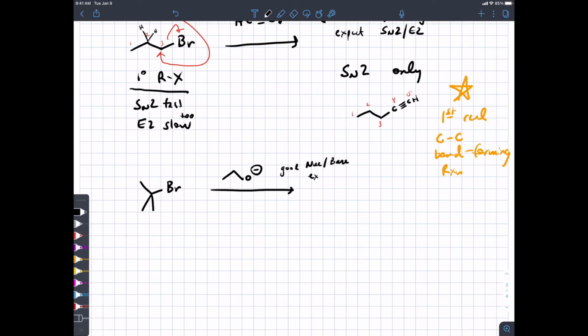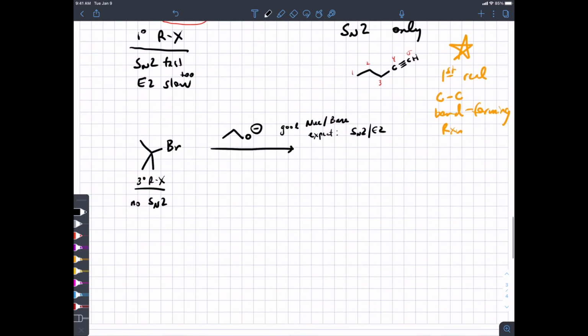So you would expect SN2 and E2, but you have a tertiary alkyl halide for which SN2 is just basically infinitely slow, whereas E2 is fast. So we're only going to see E2 products only. Even though we've got a good nucleophile, we're going to see just the elimination product because the nucleophile can't get to the sigma star on the backside of the carbon-bromine bond. So elimination is all you can do there.